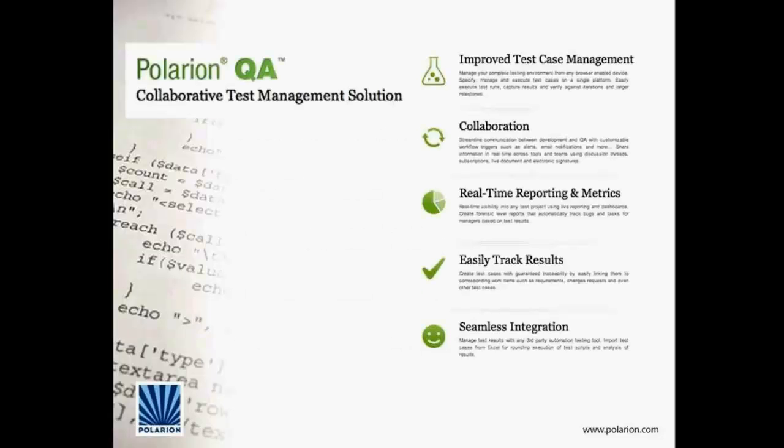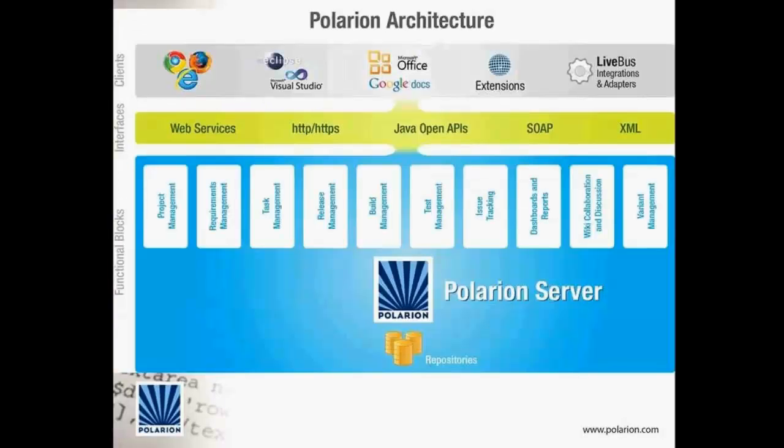Polarion QA is our collaborative test management solution. At Polarion, we strive to provide a platform for improved test case management, being able to manage all the test cases and their relationships with other parts of project development, whether it be requirements or business cases, all within a single solution to help provide improved collaboration, better real-time reporting and metrics, and easily traceable results. We also strive to provide seamless integration between our QA solution and any external testing tools that you might be using at the moment. Here's a brief overview of our Polarion architecture.